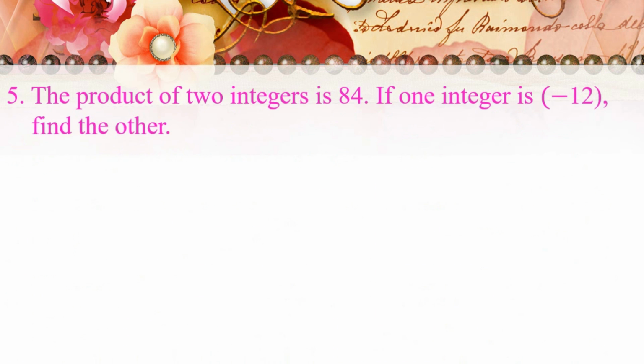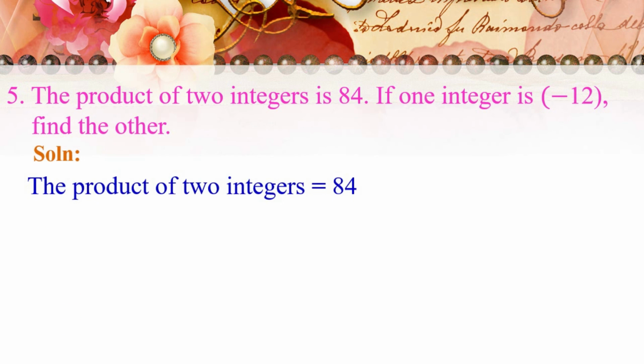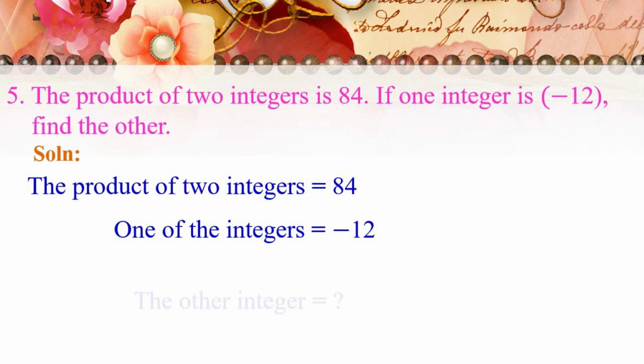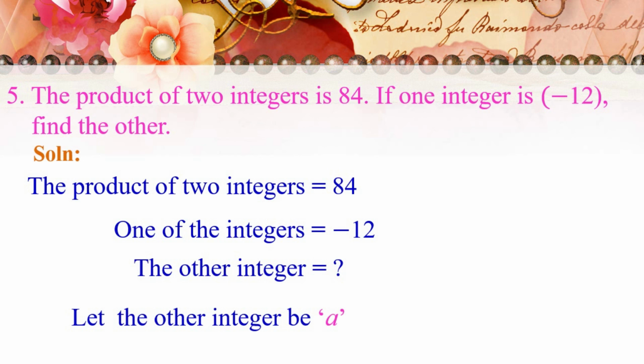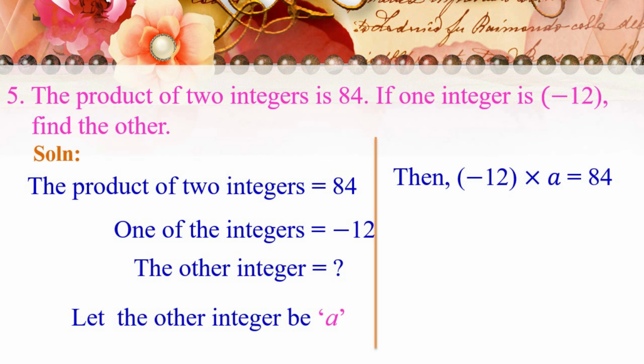Let's see the fifth problem. The product of two integers is 84. If one integer is minus 12, find the other. Let us find the solution. Before doing the sum, note down what is given. The product of two integers is 84. One of the integers is equal to minus 12. Find the other integer. Let the other integer be a. We have to assume any one letter.